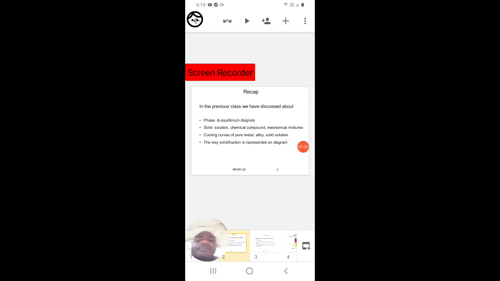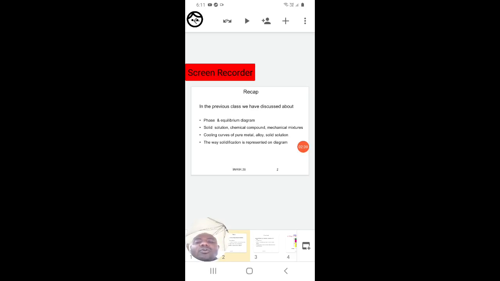So recap: in the previous class we discussed phase and equilibrium diagrams. Different types of alloying are available. What is a solid? There are three different types of alloying. The first is solid solution alloying, the second is chemical compound, and the third is mechanical mixtures. In solid solution alloying, there is a further subclassification: substitutional alloying and interstitial solid solution alloying.